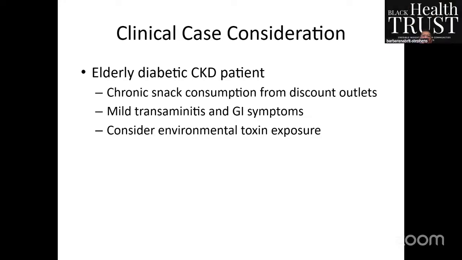Okay, clinical case consideration. An elderly diabetic chronic kidney disease patient who comes in with chronic snack consumption from discount outlets, mild transaminitis, which is an inflammation, an increase in liver function tests, and GI symptoms. Consider environmental toxin exposure. Would they do that at the 99-cent store? Does some of that stuff fit this category, I wonder? I won't get in trouble. Next slide. We're almost done.